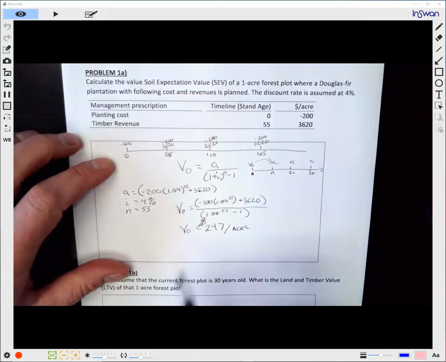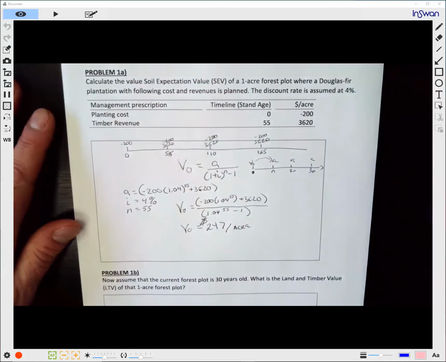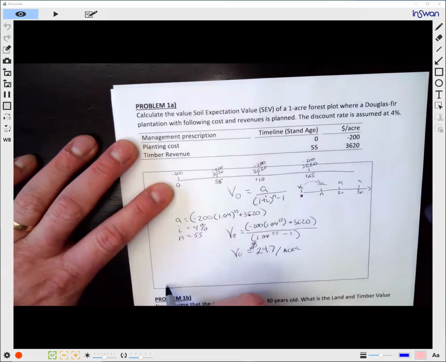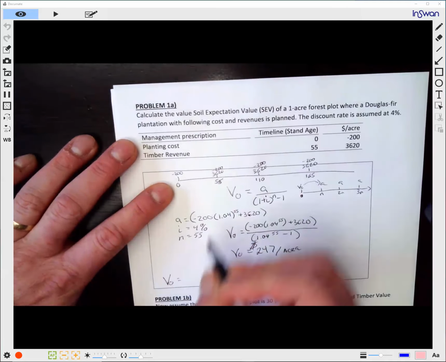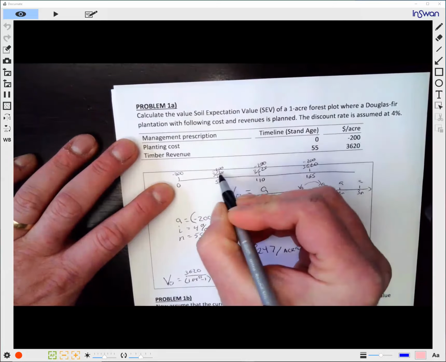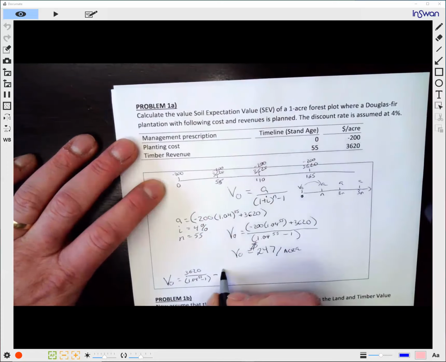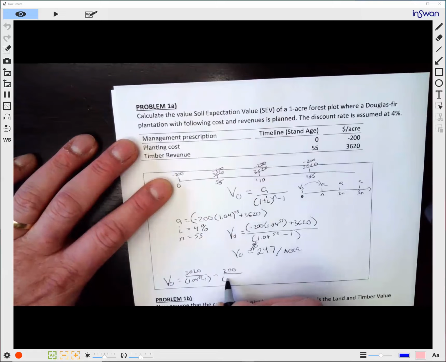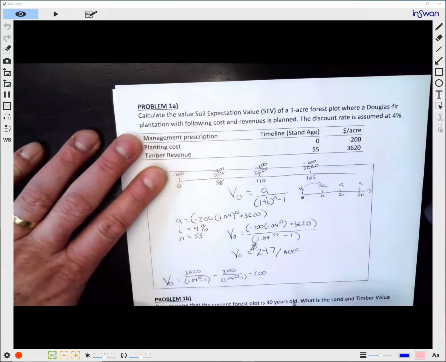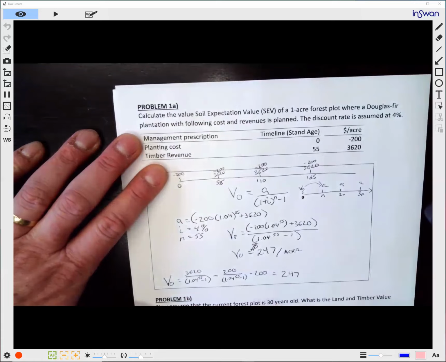But this is just the way that we have done things. I could have laid it out separately. In this case, if I look at this and I want to have my VO here, I could have the part that is 3620, and that's just 1.04 to the 55 minus 1, right? That would be this one, and then minus, and there's that 200 over 1.04 to the 55 minus 1 minus 200, right? Because that would be all of these, but not that one. That's going to equal 247.